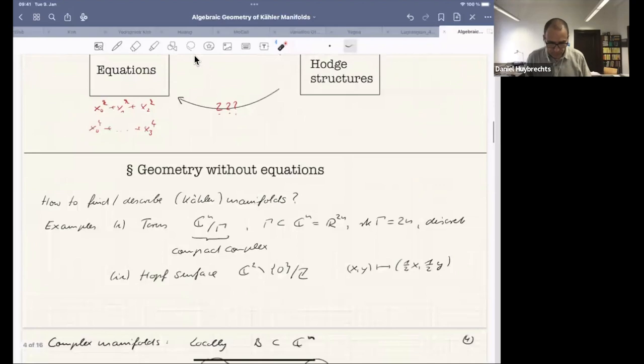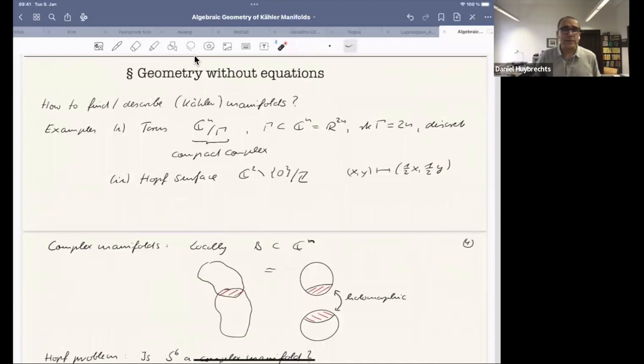So now I want to say a little bit about geometry without equations. Coming from algebraic geometry, you somehow have the impression you can just write down arbitrary equations, and each time you define a scheme or variety, and then you can study it. So there are plenty of these varieties around. Suppose now I forbid you to use equations, and I still want you to describe complex manifolds or projective varieties. It's very hard. So I give you two examples.